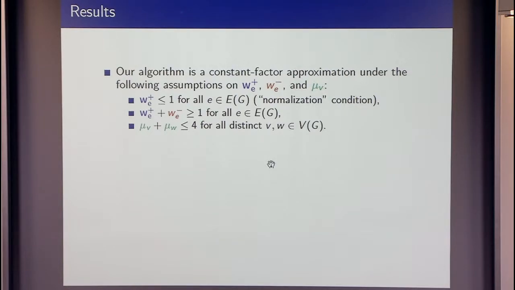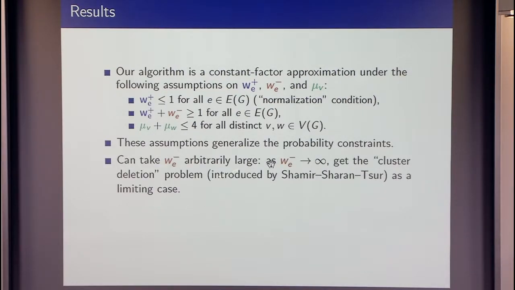So here are the results we have. We have constant factor approximation algorithms that work in the following cases for these weights. These are extensions of the weight results that existed in the literature. To skip through this because I'm running out of time, we are now allowing very large values for the negative weights, which means we can discourage two vertices being put in the same cluster quite heavily. And this is what we really need to enforce mutual exclusivity in a very strong way.